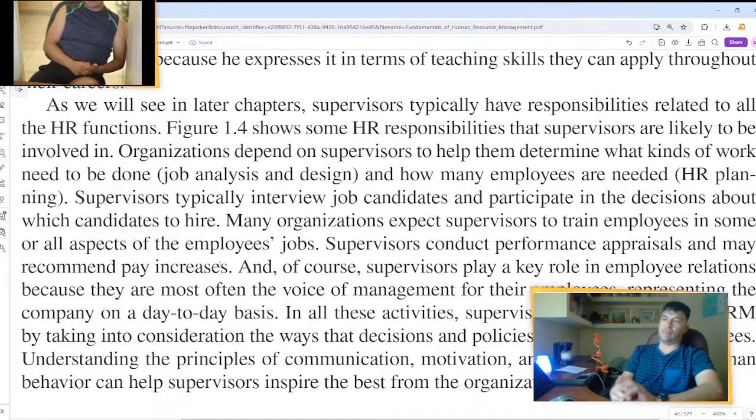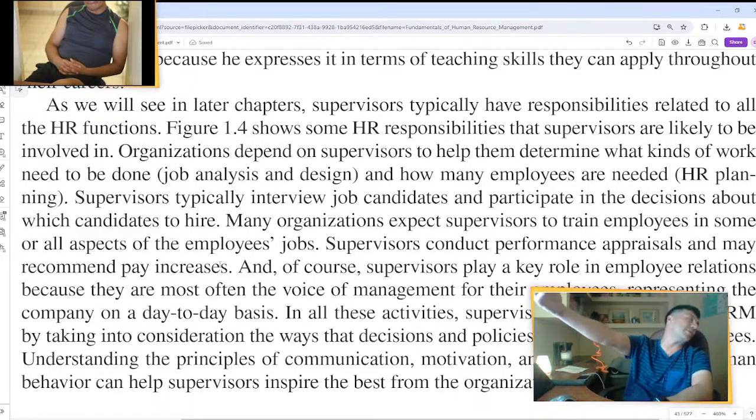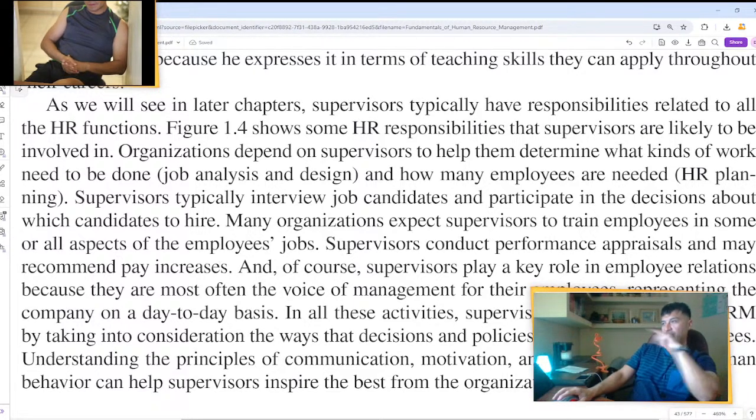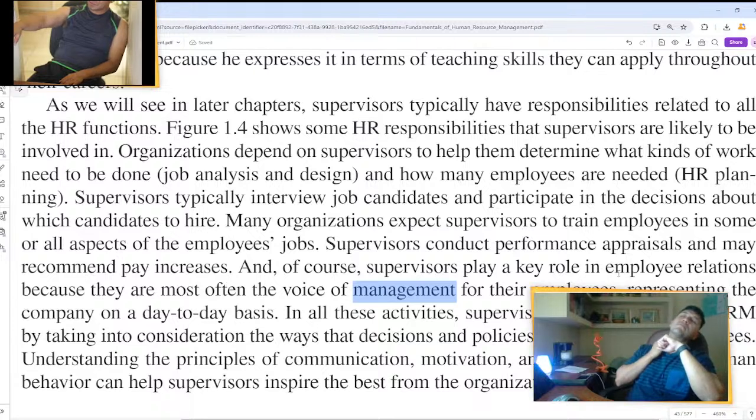And of course, supervisors play a key role in employee relations because they are most often the voice of management. You see, they call in everybody. These are supervisors. Even the text said the first supervisors are the founders. So they're calling everybody in the hierarchy supervisors, because management has activities that are related. As a CEO, you have to choose who is going to be your closest team, for example.